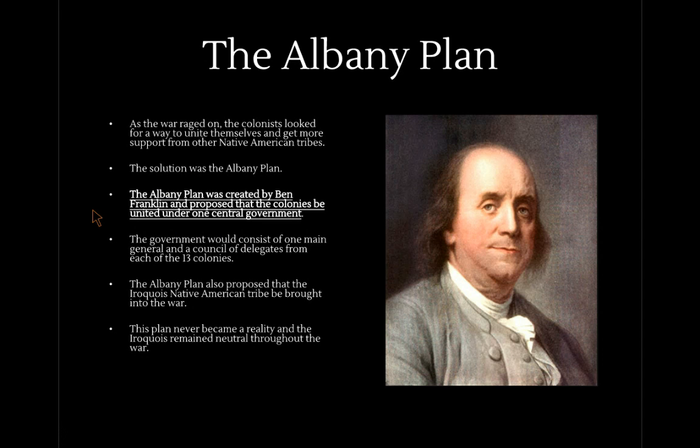The government that was proposed in the Albany Plan would consist of one main general and a council of delegates from each of the 13 colonies. The Albany Plan also proposed that the Iroquois Native American tribe be brought into the war. However, this plan never became a reality, and the Iroquois actually remained neutral throughout the war.